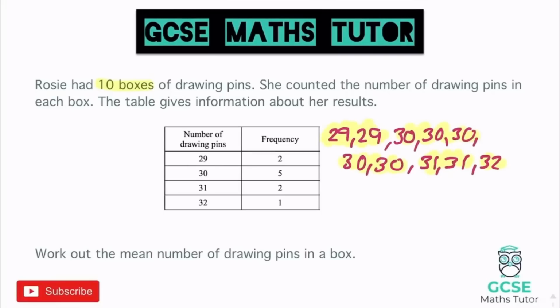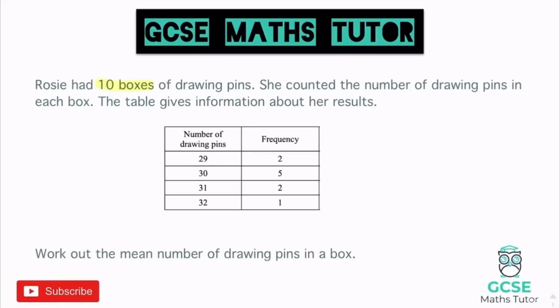Now what we're going to do is take that away from the list and have a look at it from the table. So we'll get rid of all of that, and we'll do it from the table here. So we've got 2 29s, and all we have to do is times the 29 by 2, and that gives us their total there. So 2 lots of 29, we've already said, is 58. Then we've got 5 lots of the 30s, and that was 150. We've got 2 lots of the 31, that's 62, and 1 lot of the 32, and that gives us 32 as the total there.